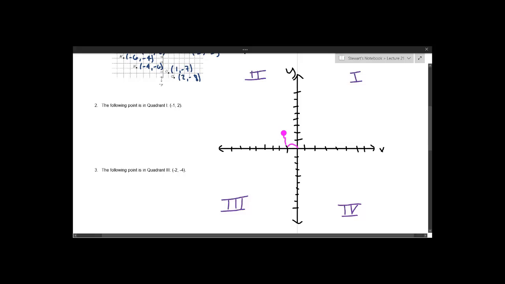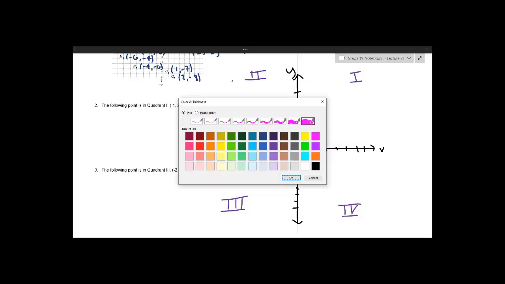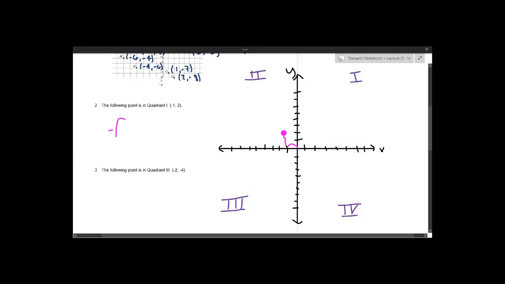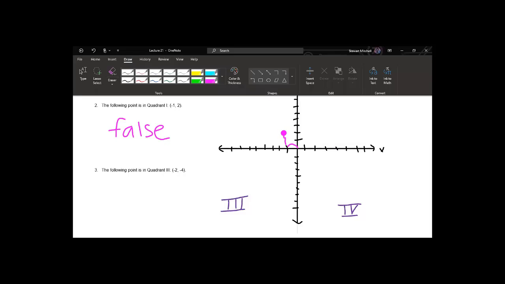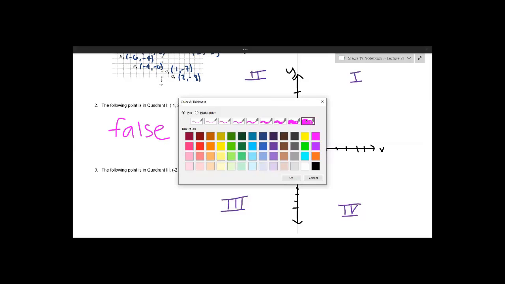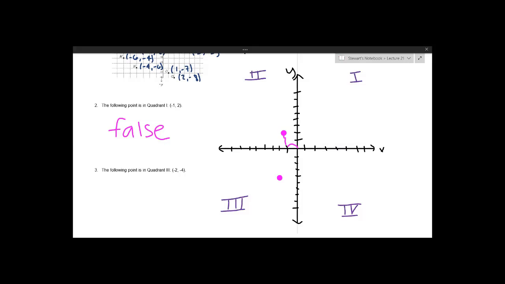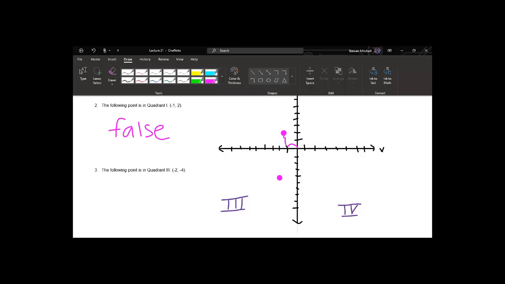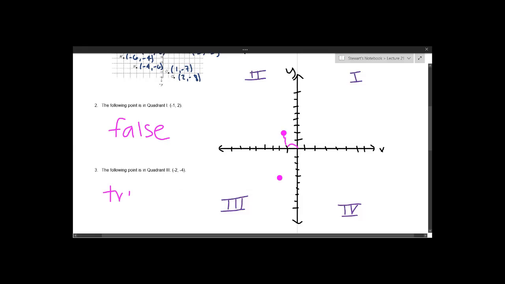Okay, so that one is actually in quadrant 2. So we know that that statement is false. Okay, the following point is in quadrant 3, (-2, -4). Same type of thing. If we do (-2, -4), we're going to go to the left 2 and then down 4. So we actually are in quadrant 3 for that one. So this one is true.